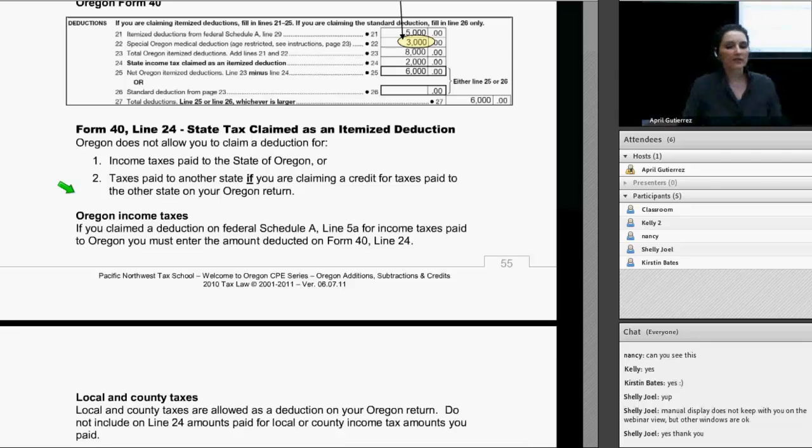So what does Oregon have to say about state taxes claimed as an itemized deduction? Oregon says you can claim a deduction on Schedule A for taxes paid to any state except Oregon.